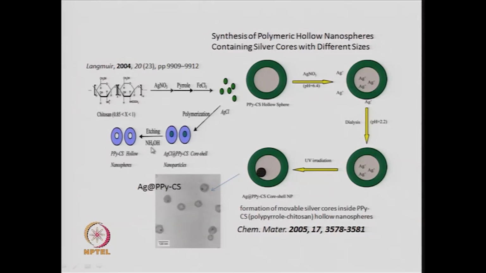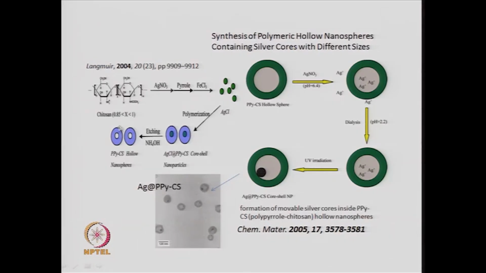Then you add ammonia and ammonium hydroxide solution that eats away the silver chloride. So, it dissolves the silver chloride which is inside. We call it etching. Etching means removal of something. So, you are removing silver chloride by using ammonium hydroxide, and you are left with only the shell. So, you get these hollow shells or hollow nanospheres of polypyrrole and chitosan.